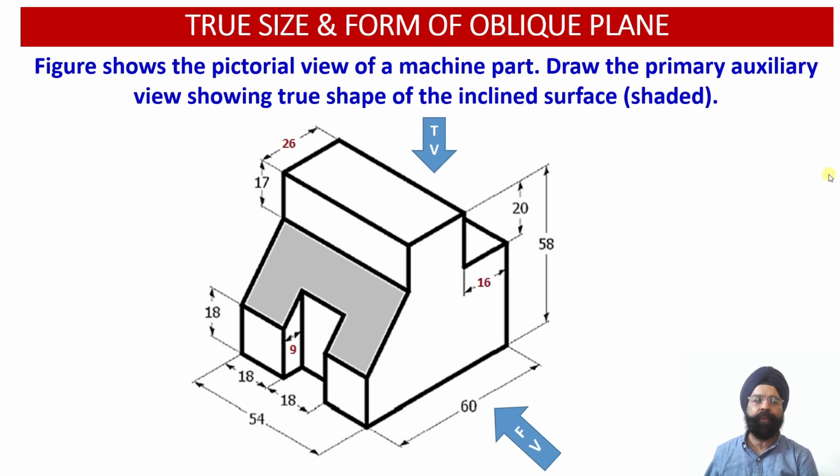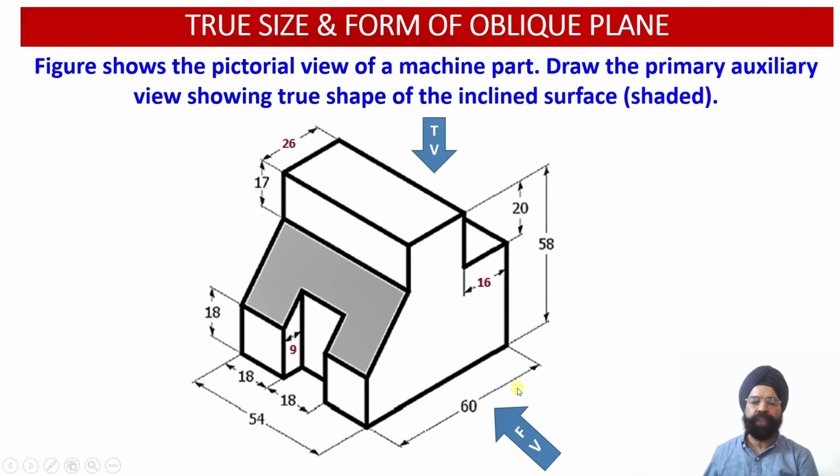Now here we have been provided with the pictorial view of a machine part, and in this machine part we have a sectioned inclined surface of the solid, which has been cut by an auxiliary inclined plane, and we are required to evaluate the true shape and size of this sectioned inclined surface of the solid.